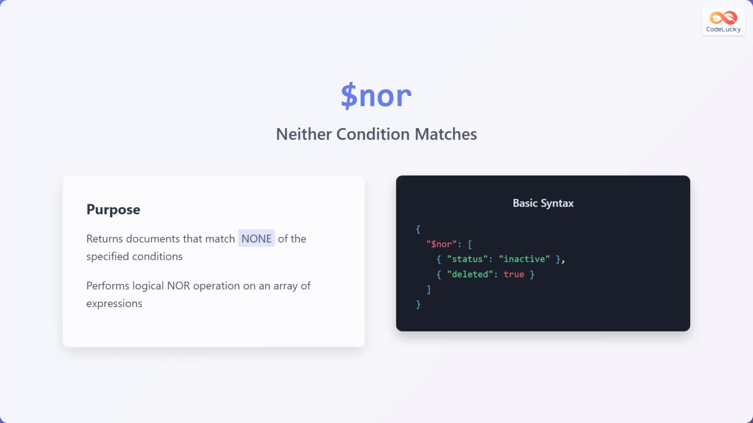The $nor operator is used to return documents that match none of the specified conditions. It performs a logical NOR operation on an array of expressions. The basic syntax involves the use of the keyword $nor, followed by an array of conditions. If a document matches none of the conditions listed within the array, it will be included in the result set. For instance, you might look for entries where the status is not inactive, or the document is not marked as deleted. Only documents not meeting either of these criteria will be selected.